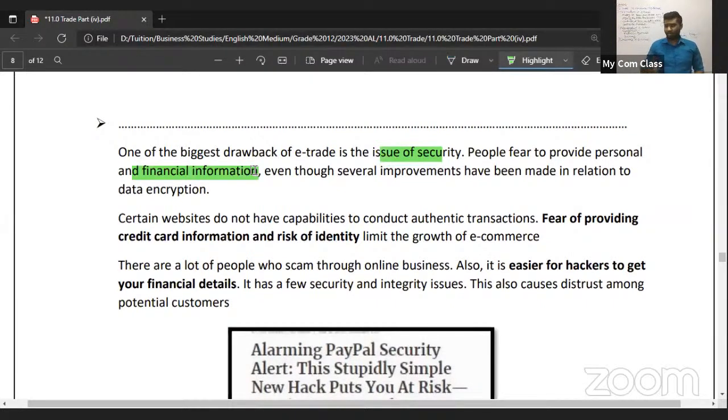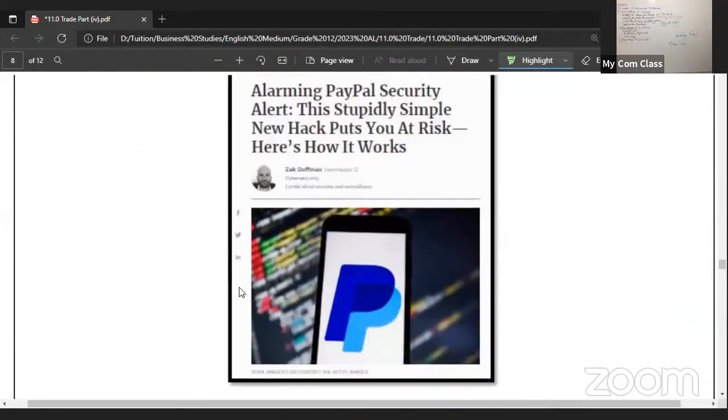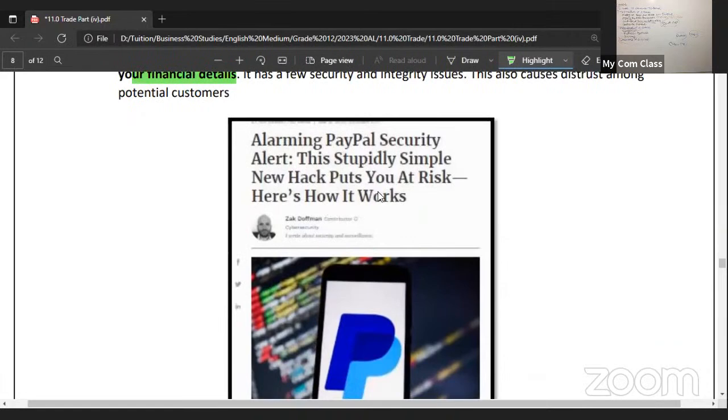Now we sometimes see cases where people hack, call banks and change pin numbers, so a lot of things are happening, right? So that's why there is fear of providing that information and the risk to identity, right? That's why it is easier for hackers to get your financial and not just financial, but personal details as well. So this is one example: PayPal got hacked some years ago.